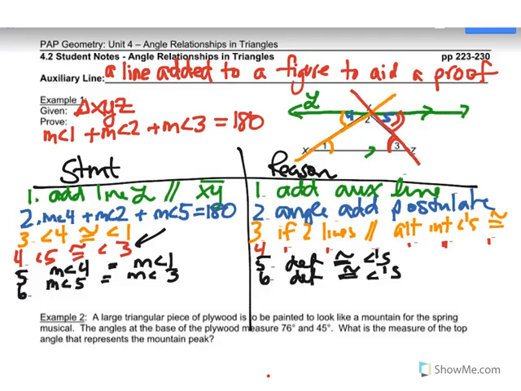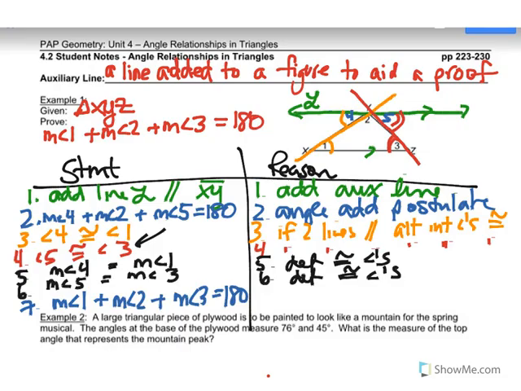Okay, now we can get to our proof statement. At this point, I can prove that the measure of angle 1 plus the measure of angle 2 plus the measure of angle 3 is equal to 180. And I want you to see how I did that.